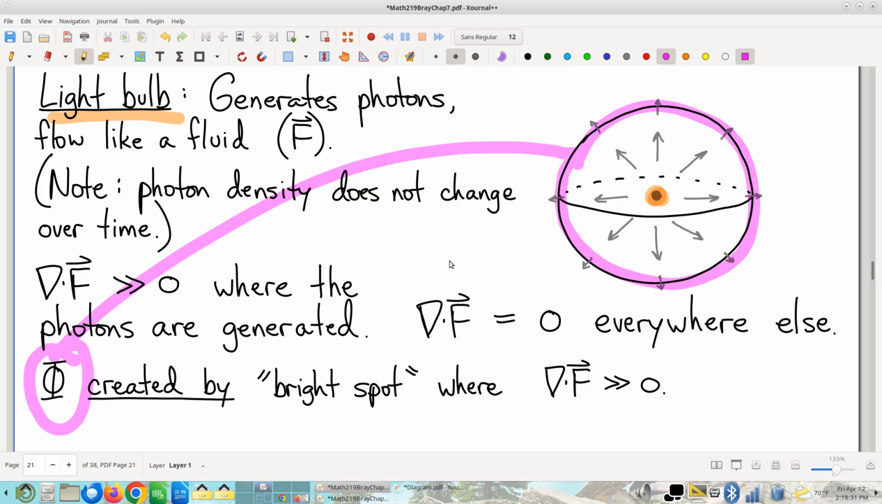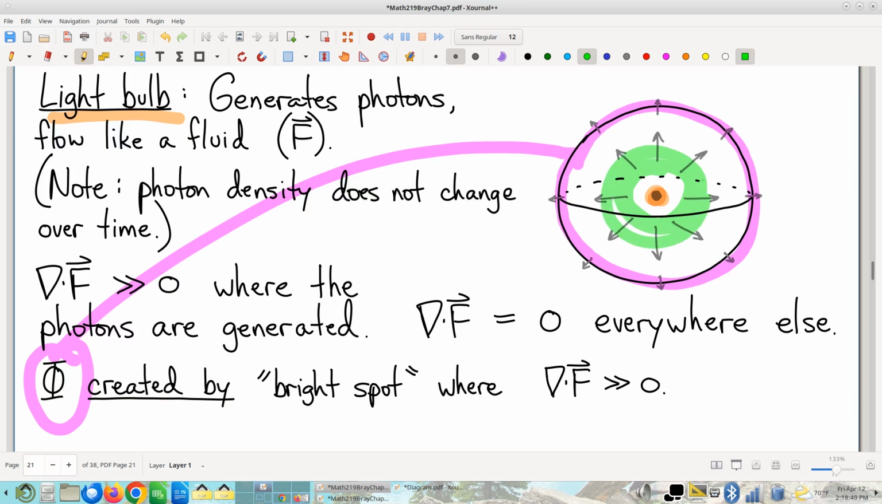Photons come from the photon generator, comes from the LED, comes from the light source. So I claim, and this is a calculation y'all can do on your own if you're interested in doing so, but you don't have to.